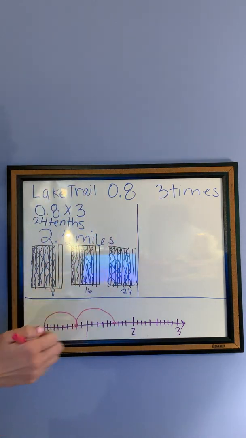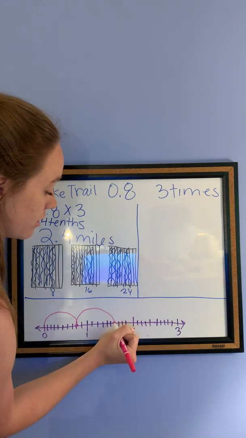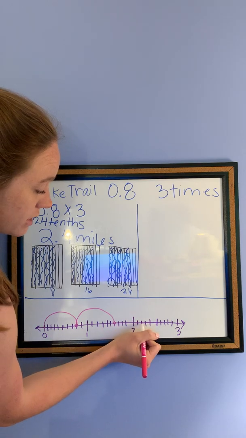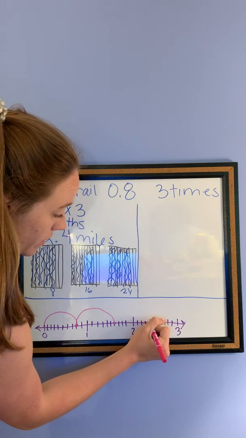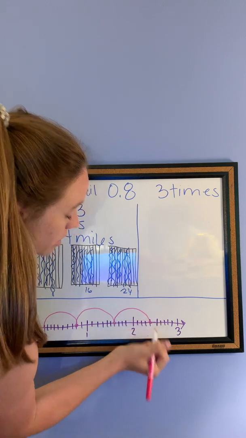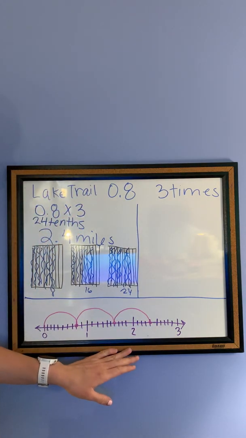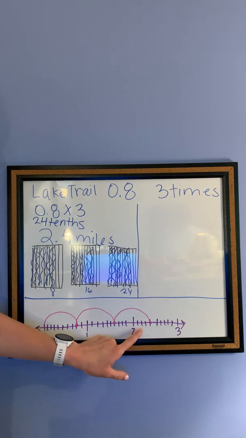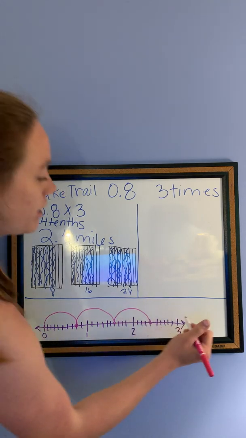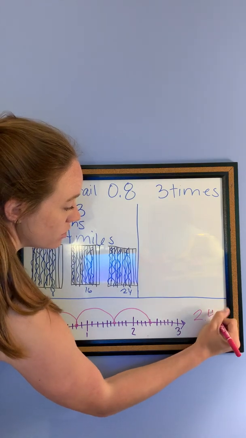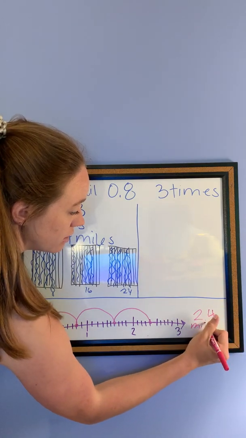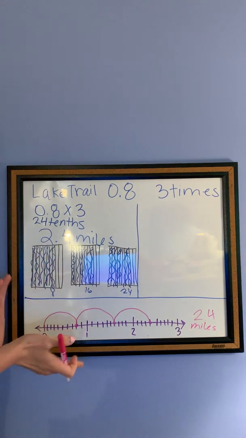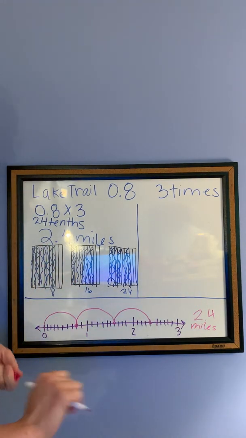Now I ran it one more time, so I've got to make one more jump on my number line. So we'll count 8 more tenths. 1, 2, 3, 4, 5, 6, 7, 8. And put my mark, make my jump. And using the number line also shows us that I've run 1 whole mile, 2 whole miles, and then 1, 2, 3, 4 tenths of a mile. So using this strategy, I also got that I ran 2 and 4 tenths miles, which is awesome because that's just showing that I can use different strategies and get the same answer for my multiplication problem.